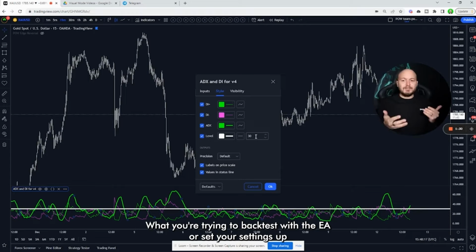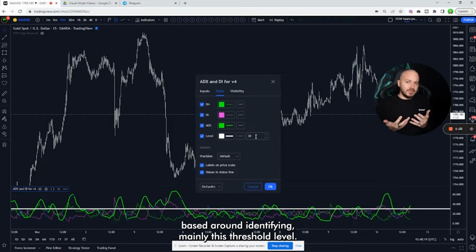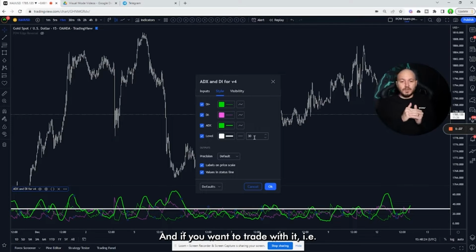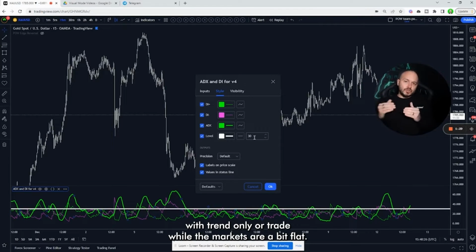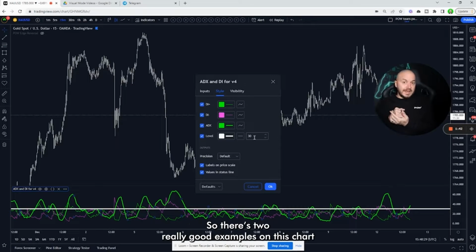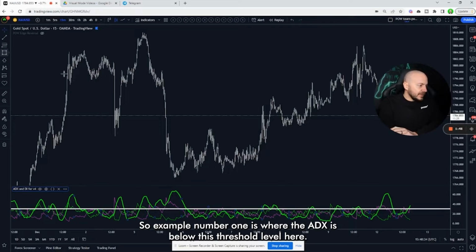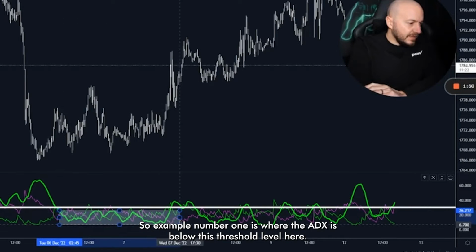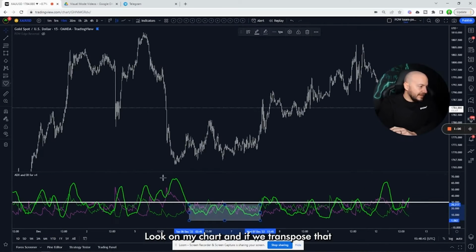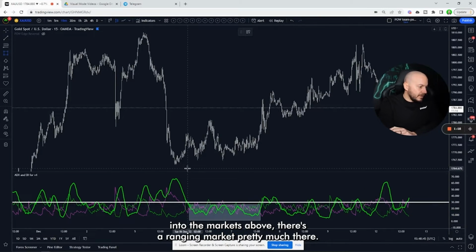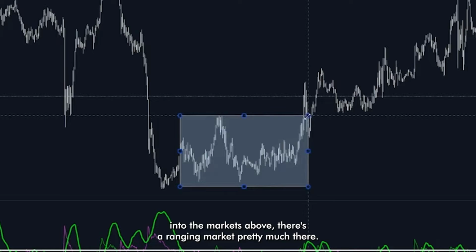What you're trying to backtest with the EA, or set your settings up based around, is identifying mainly this threshold level, and whether you want to trade with trend only, or trade while the markets are a bit flat. There's two really good examples on this chart right now that I'm going to share with you. Example number one is where the ADX is below this threshold level here, look, on my chart. And if we transpose that into the markets above, there's a ranging market pretty much there, yeah?